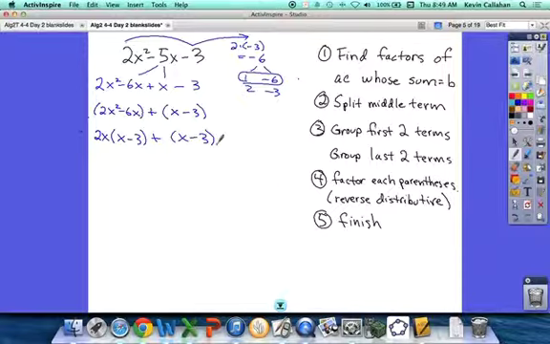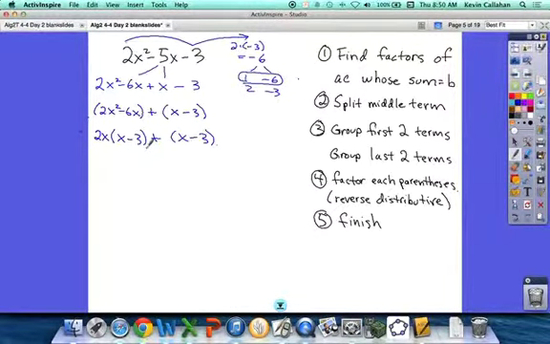Okay, now notice that at that step, what's inside parentheses is the same. Right? The x minus 3 is what's in parentheses, and it always will be with this method. If it's not, then you did something wrong. They've got to have the same x minus 3 right here.